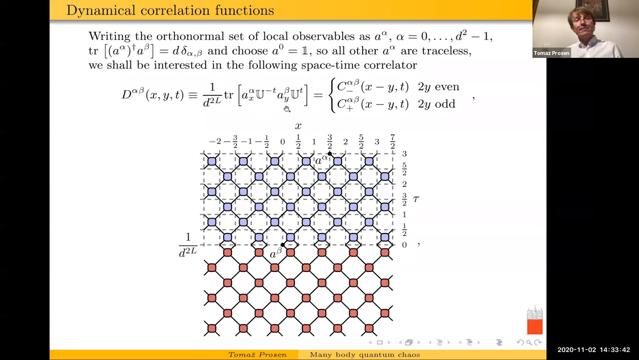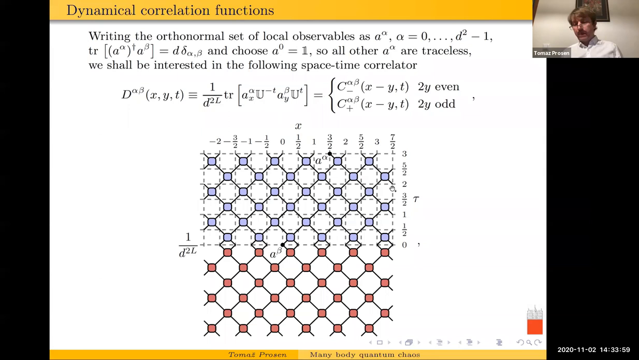So you have this correlation function. This is a space and time correlation function. These are two points in space, X and Y, which are different points in space, designated in this figure like this. And then there are T layers in time. And U is the full propagator of the quantum circuit.